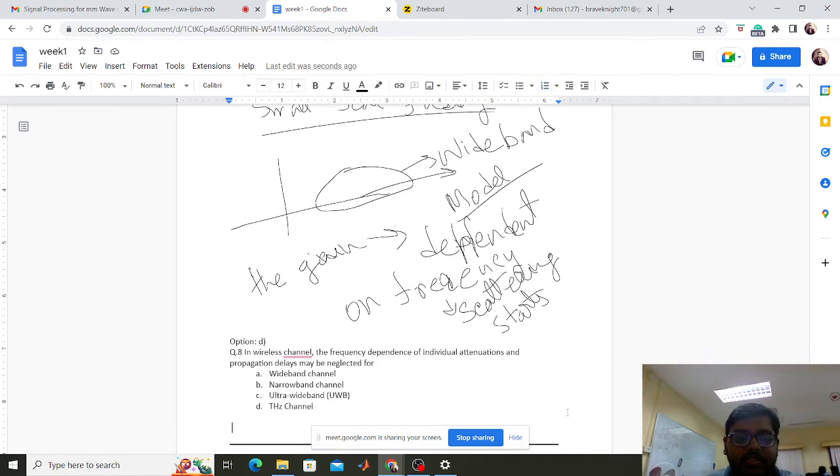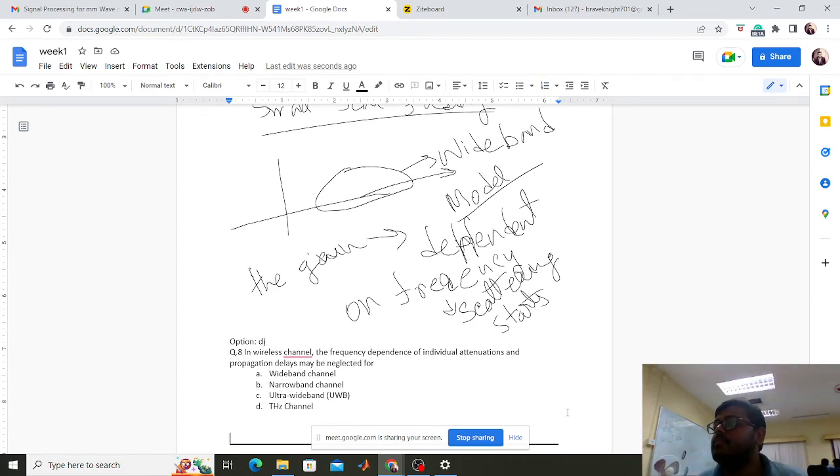So let us go to the next question. This is question 8. What does question 8 refer to? This says, in wireless channel, the frequency dependence of individual attenuations and propagation delay may be neglected for: wideband channel, narrowband channel, ultra wideband and terahertz channel.